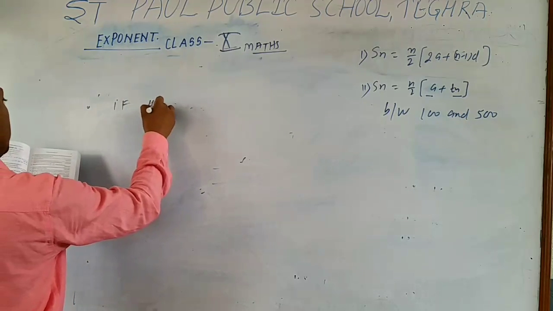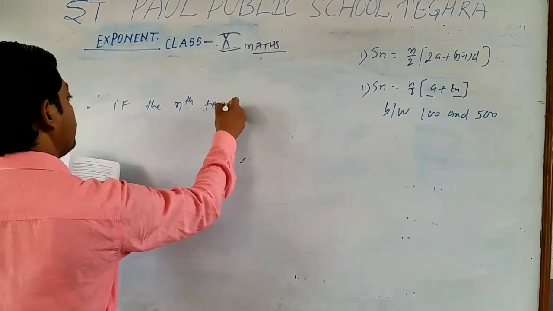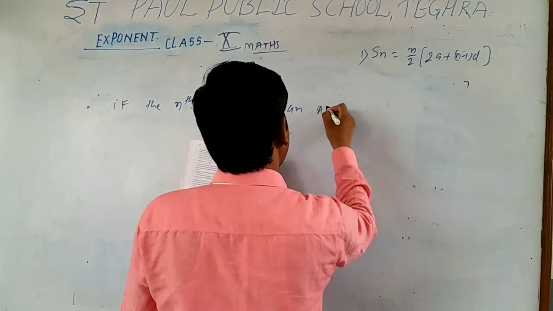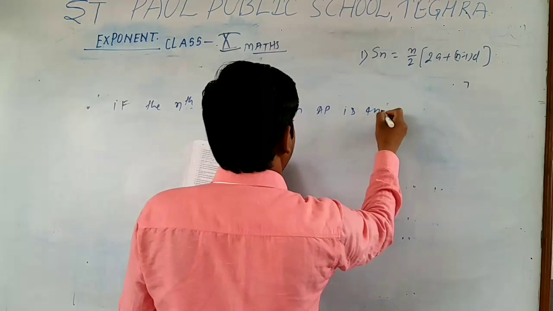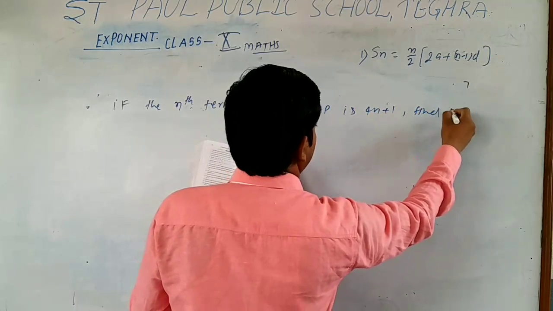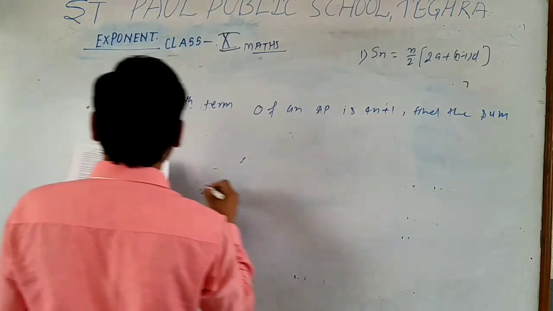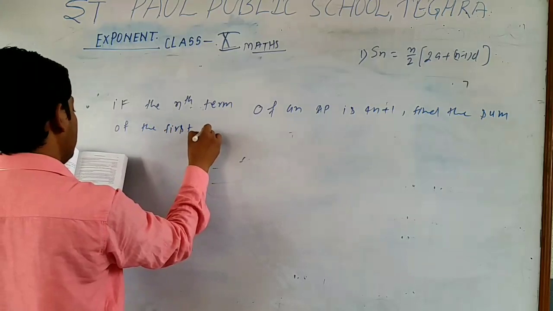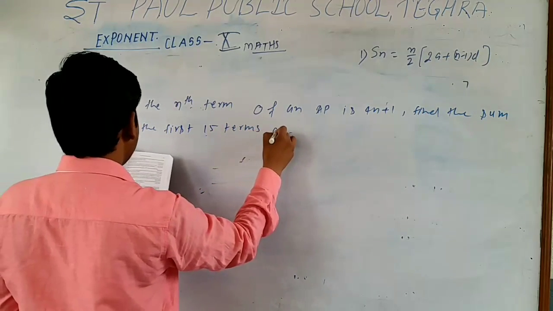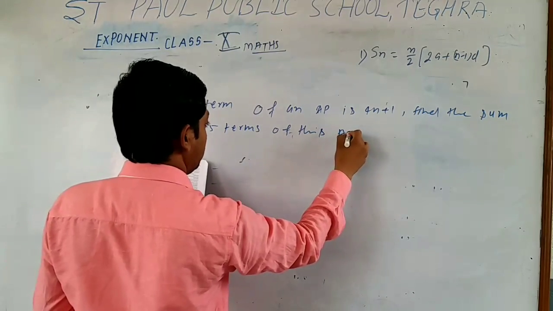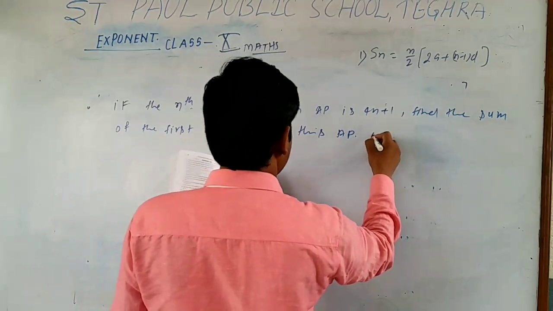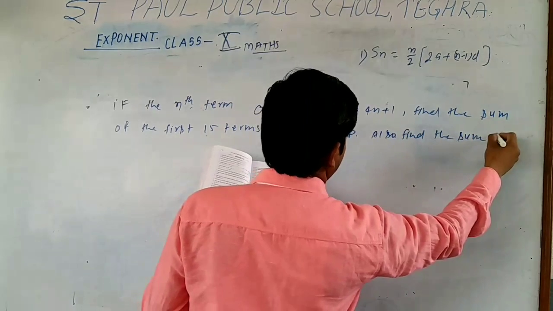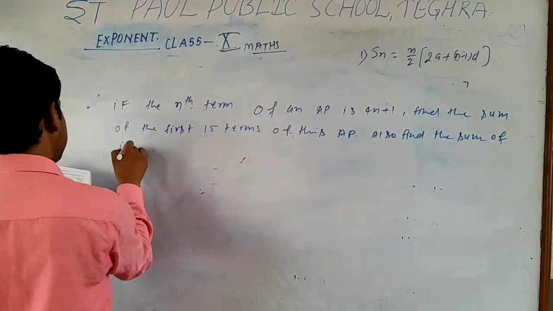If the nth term of an AP is 4n plus 1, find the sum of the first 15 terms of this AP. Also find the sum of its n terms.